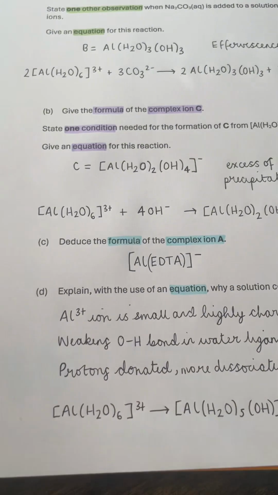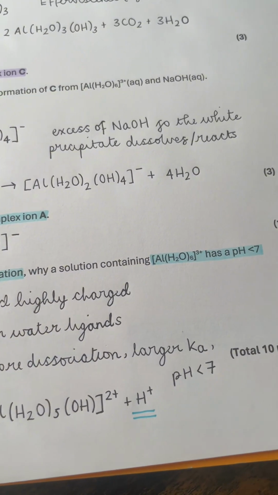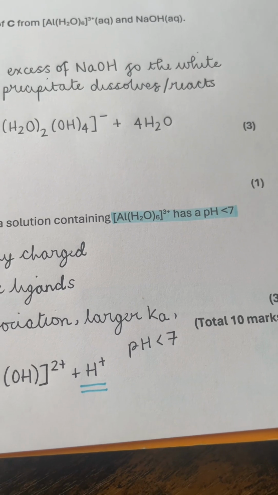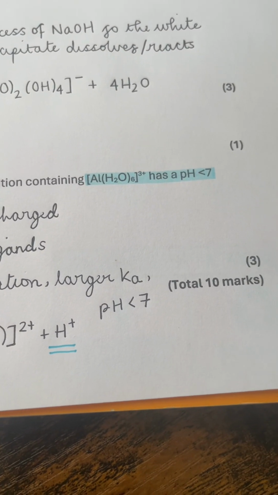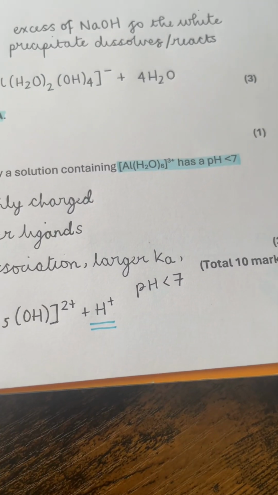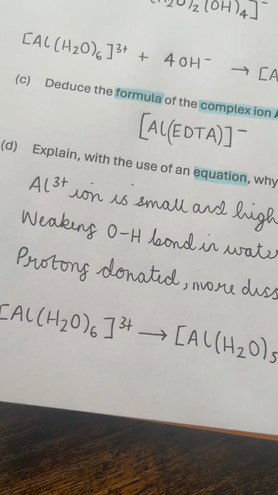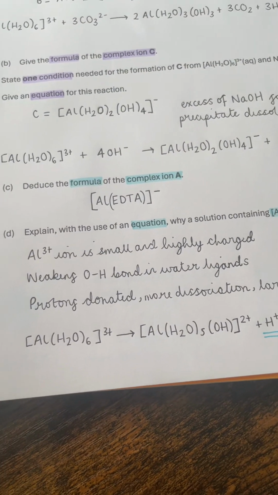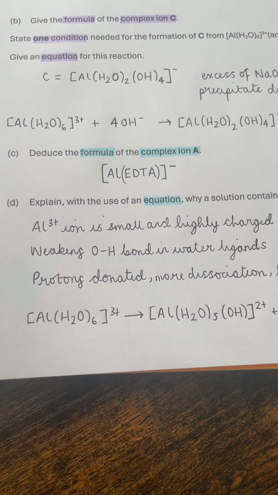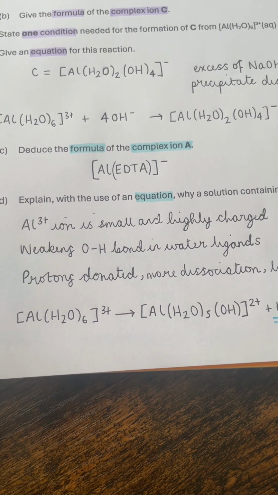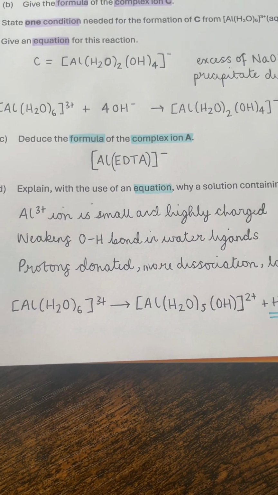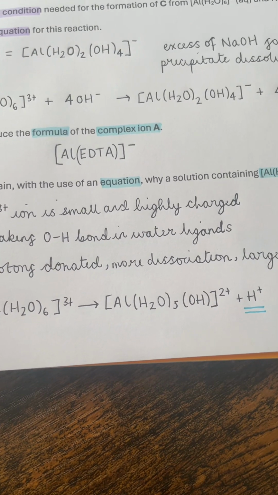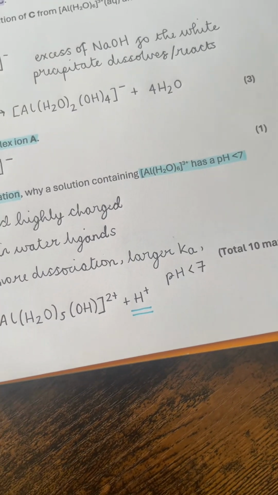And finally, we have to explain with the use of an equation why a solution containing aluminium hexaqua ions has a pH of less than 7. And as I said earlier, the aluminium 3+ ion and the iron 3+ ion both have pHs less than 7. They are more acidic than the 2+ ions of iron and copper because the 3+ ions are smaller and more highly charged. So in this case, our aluminium 3+ ion is small and highly charged, and that causes the OH bonds in the water ligands to be weakened, and that means that it is easier for a proton to then be donated, and as soon as something is donated a proton, it is acting as an acid. The more protons that get donated, the more dissociation we have, the larger the Ka value would be, and that's going to give us a pH of less than 7.